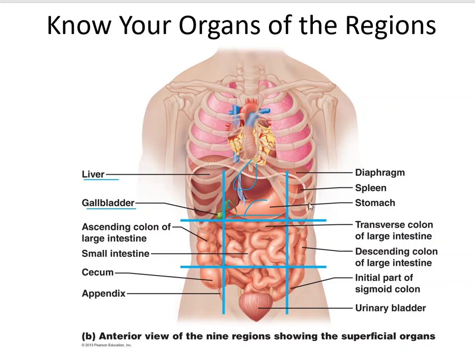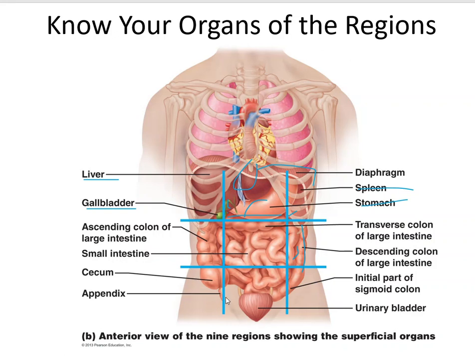On the left hypochondriac region, we've got the diaphragm. Well, that's not really part of it. Forget that. Spleen, the stomach, a small part of the bowels. Okay, for the umbilical region, you're going to have the small intestine and the large intestine. For the right lumbar region, you're going to have the colon, large intestine, and the small bowel, small intestine. For the left lumbar, again, you're going to have the colon and part of the small bowel.